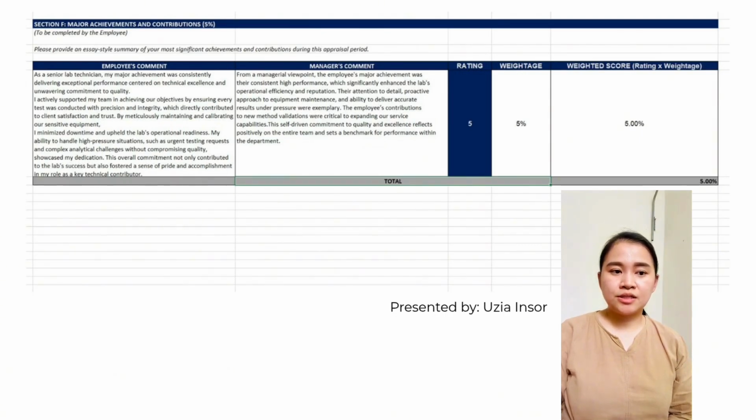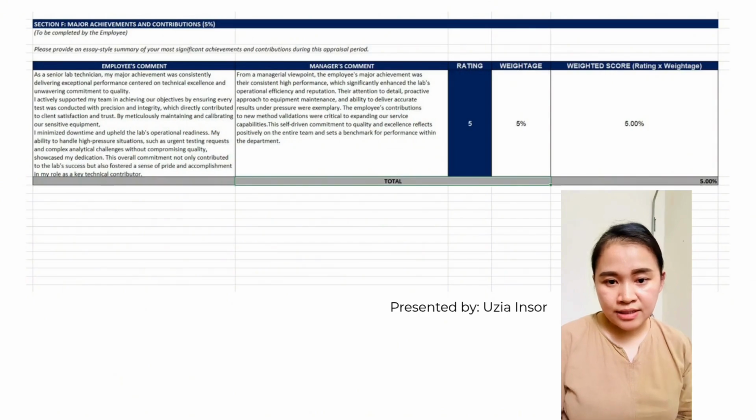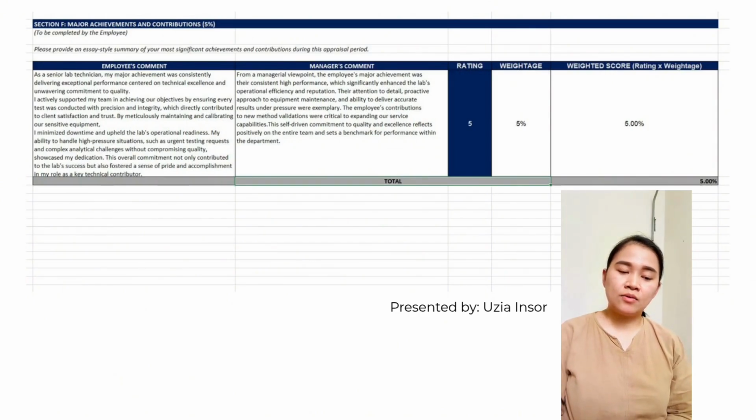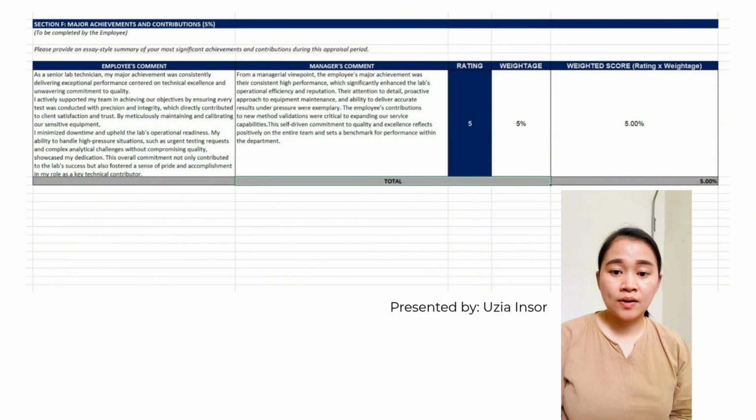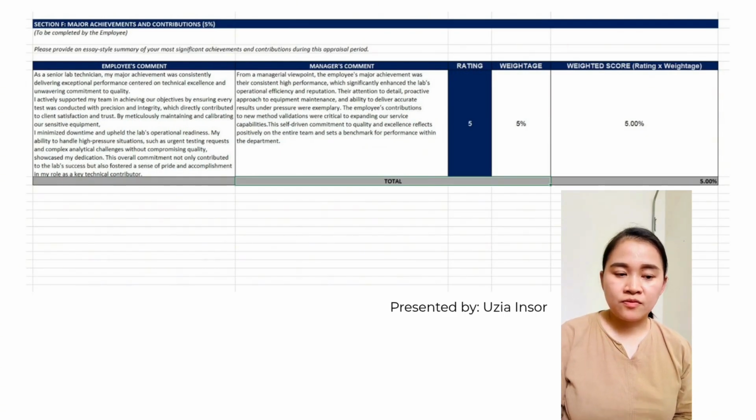Today I will be presenting section F, which is a major achievement and contribution of the employee who works as a senior lab technician. He has always done a great job by using advanced lab equipment and making sure all the results are correct and delivered on time. One of the main achievements is helping to create and apply a better quality control system, which reduces mistakes in the lab and makes the job faster.